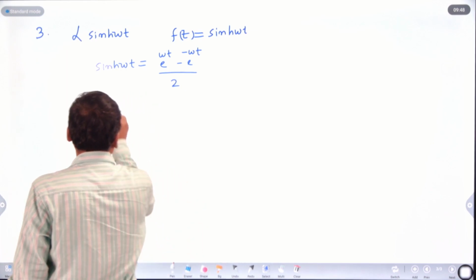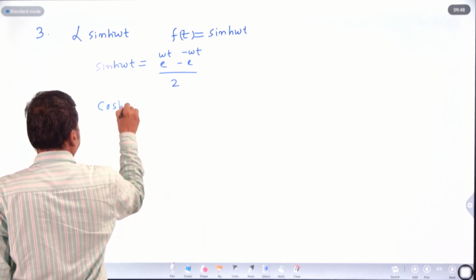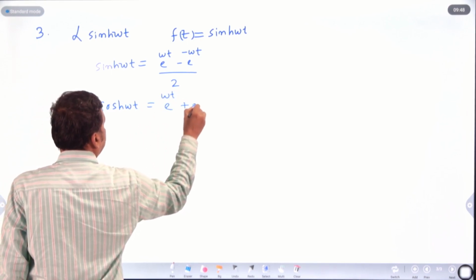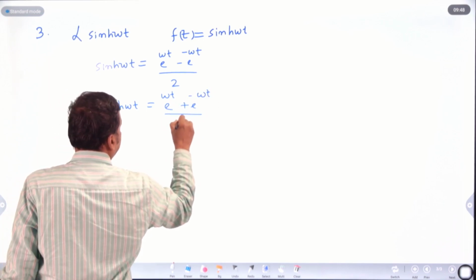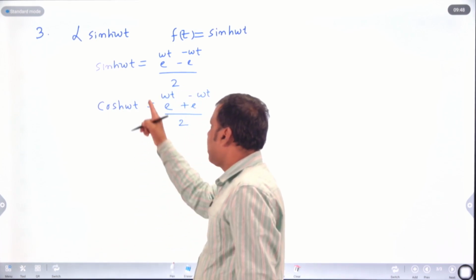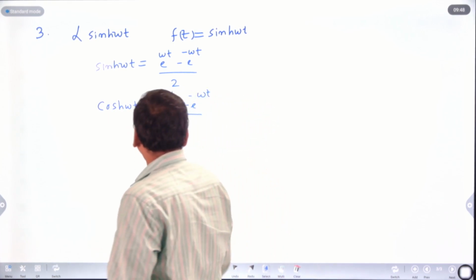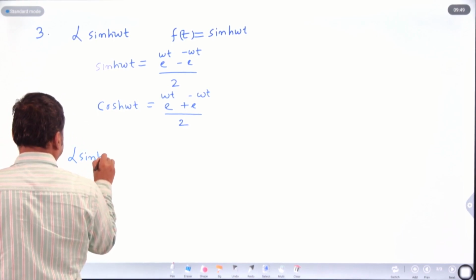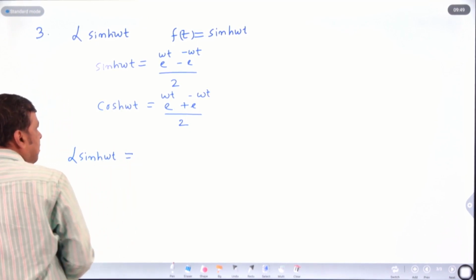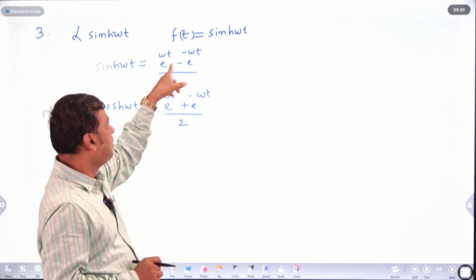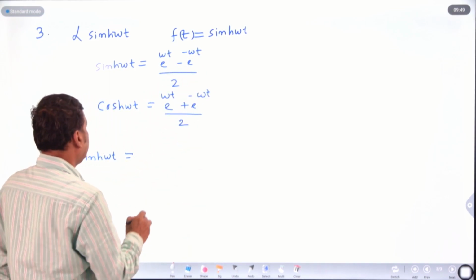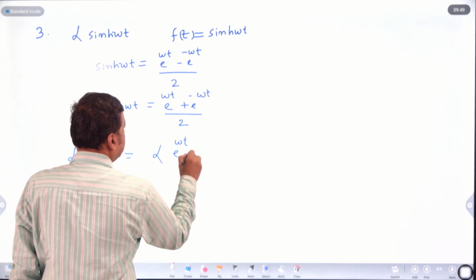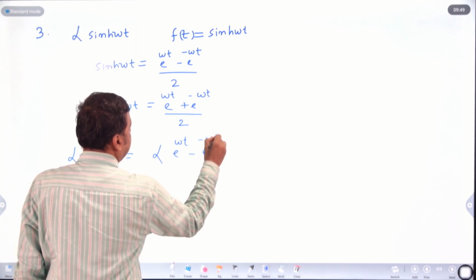If it is cos h omega t, that is e to the power omega t plus e to the power minus omega t by 2. If it is minus, that is sin h, and plus, that is cos h. Therefore, now in the function Laplace transform of sin h omega t, in place of sin h omega t you can put e to the power omega t minus e to the power minus omega t by 2. So Laplace transform of e to the power omega t minus e to the power minus omega t by 2.